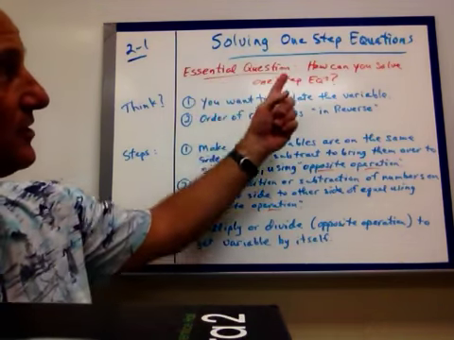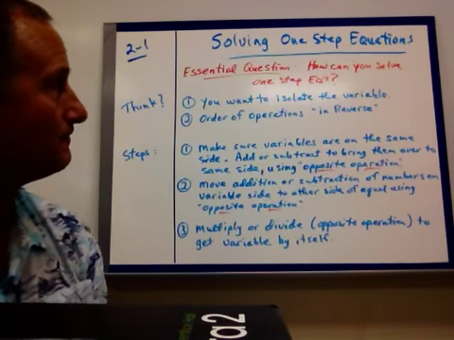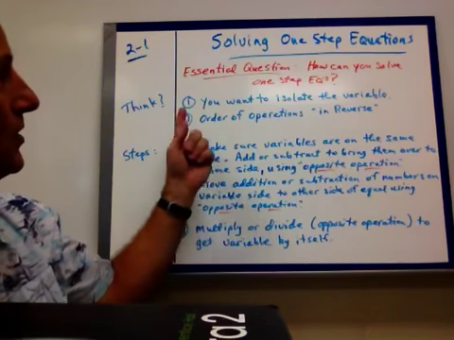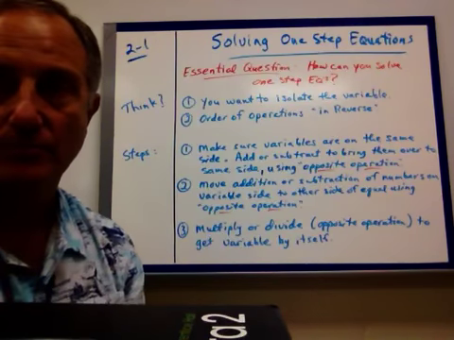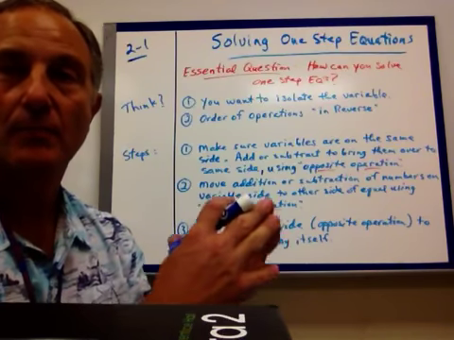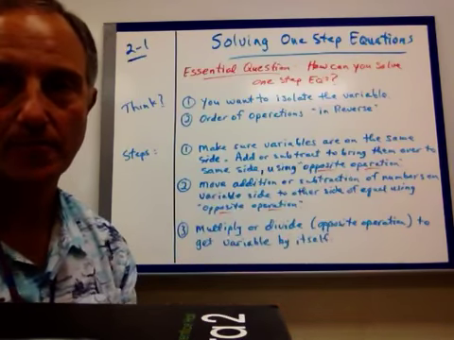Our essential question here is, how can you solve one-step equations? What I want you to think about when you're solving these equations is, one, we want to isolate the variable. We want to get that x or n or t, whatever it is, by itself on one side, so it's x equals something. X equals a number. Okay. So we're trying to isolate it.